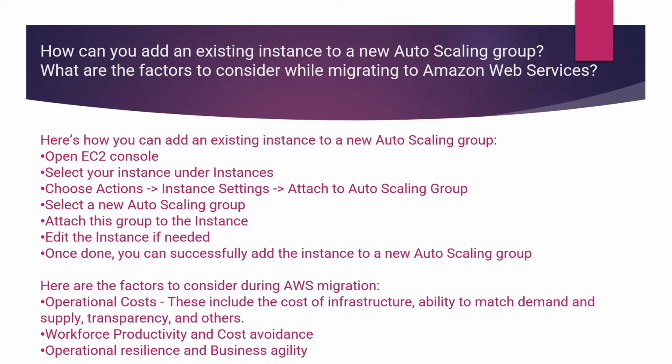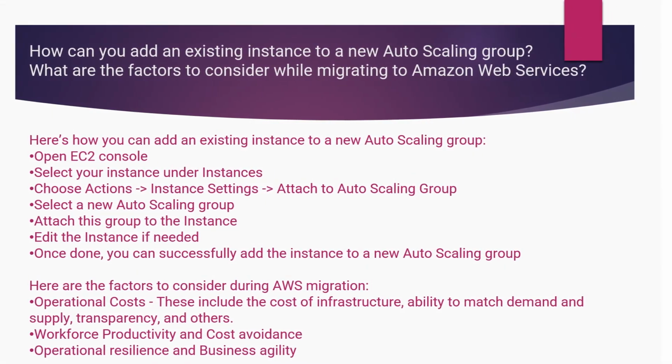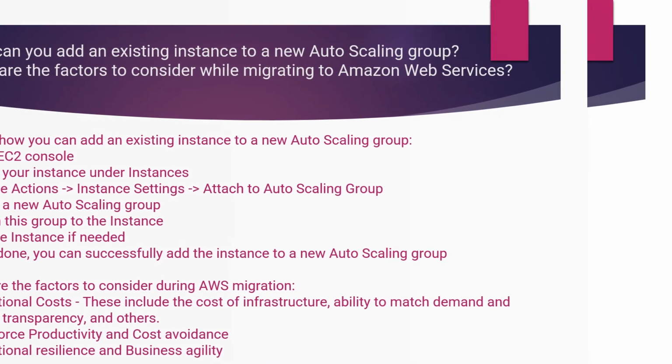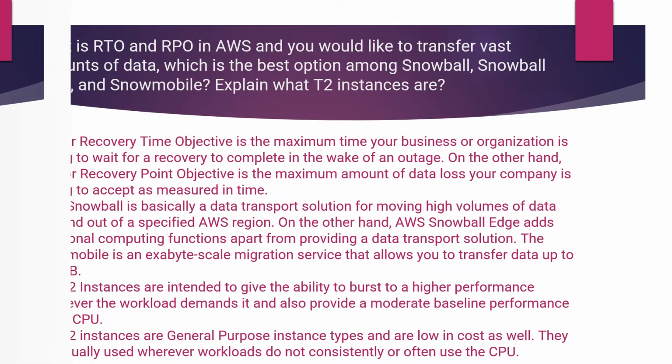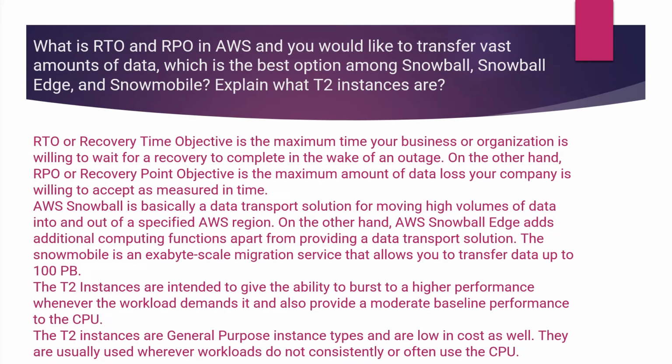45. How can you add an existing instance to a new auto-scaling group? Here's how you can add an existing instance to a new auto-scaling group. Open EC2 console. Select your instance under Instances. Choose Actions, greater than Instance Settings, greater than Attach to Auto Scaling Group. Select a new auto-scaling group. Attach this group to the instance. Edit the instance if needed. Once done, you can successfully add the instance to a new auto-scaling group.